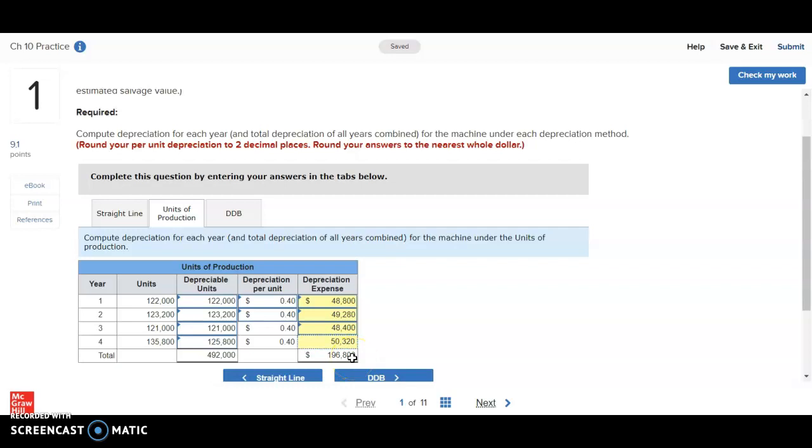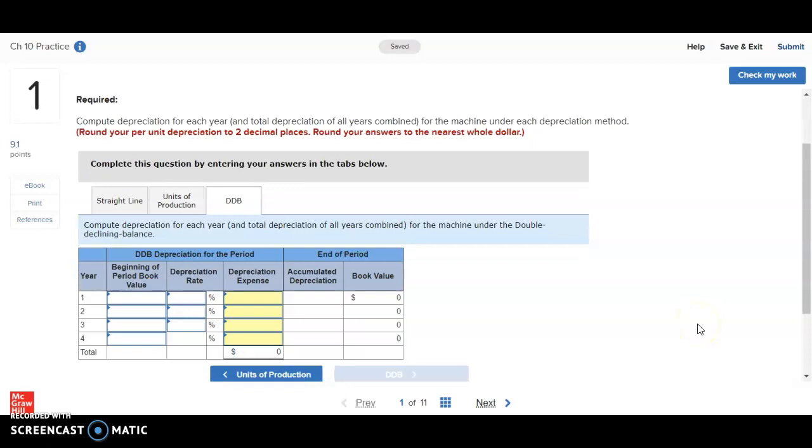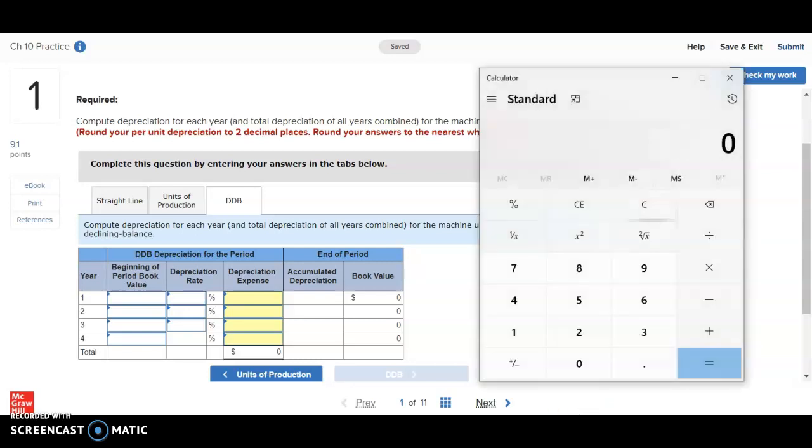All right, let's go on to the double declining balance now. This is where we're doing double the straight line rate. So what we're going to do is calculate a percentage of the straight line, of how much we are depreciating every year. The way we do that is we take 1 divided by the useful life, so 1 divided by 4 in this case. If we take 1 divided by 4, we are depreciating 25% in the straight line method.